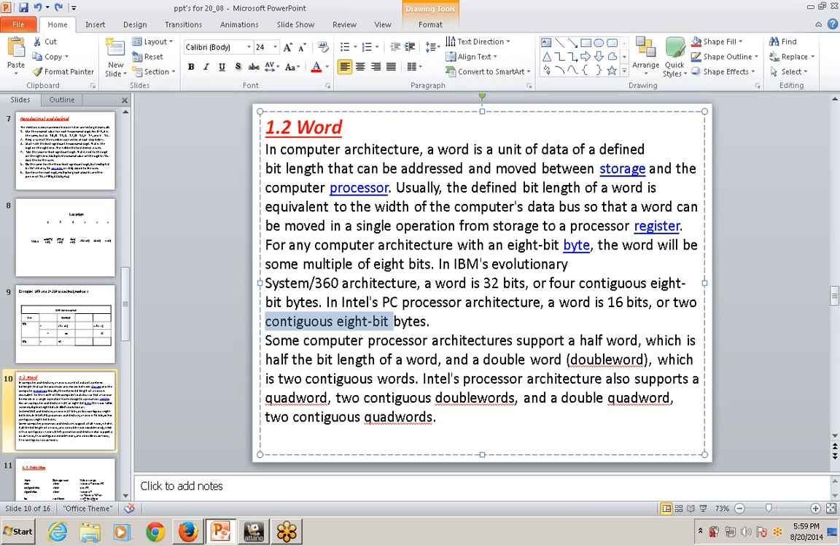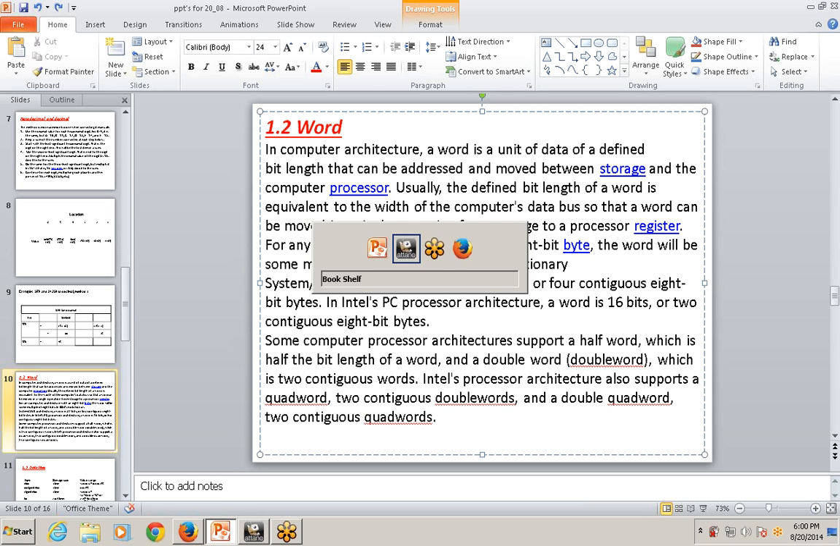Some computer processor architectures support a half word, which is half the bit length of a word, and a double word, that is a combination of 2 contiguous words. Intel processor architecture also supports a quad word, 2 contiguous double words, as well as a double quad word, 2 contiguous quad words. Means we can use the word concept for transferring the data from one part to another, and that includes multiple parts like bit, byte, kilobyte, megabyte, nibble, and so on.